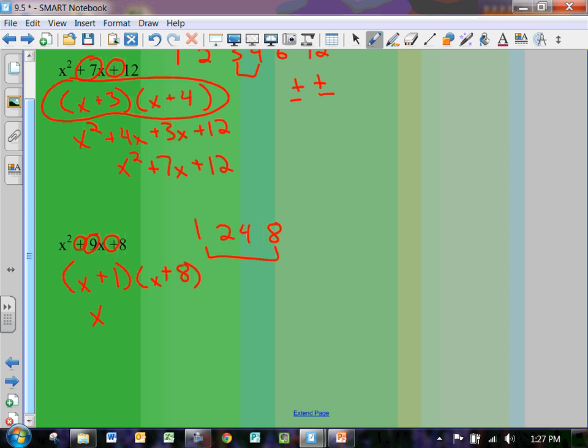Foiling it out, x squared plus 8x plus 1x plus 8. So x squared plus 9x plus 8, which is what we wanted. So we know our answer is right here.